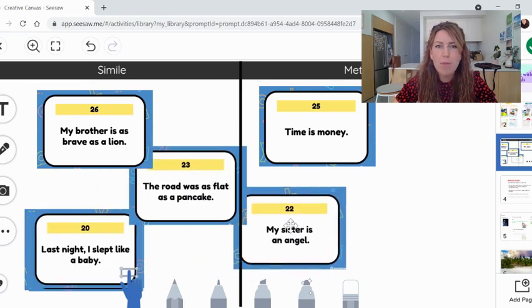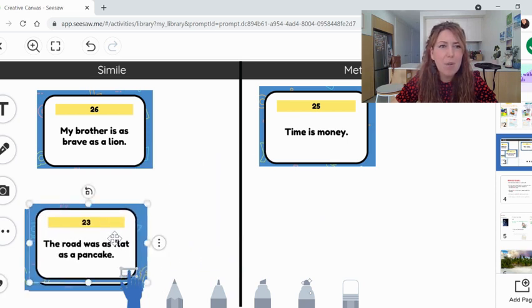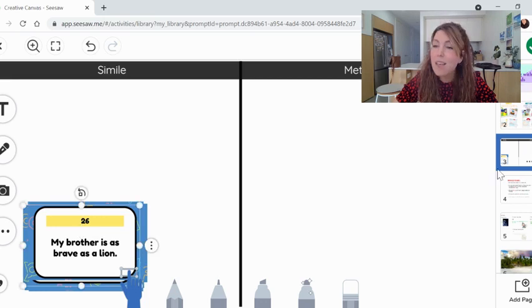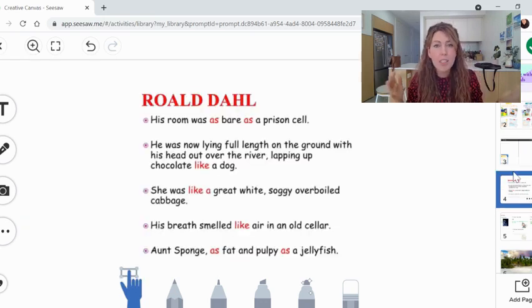So you can keep going with the rest in the pile to see that you understand the difference between a simile and a metaphor. Now you might be saying, but why is it so important? Well, even famous authors use them all the time because similes and metaphors paint pictures with words. So I'm going to give you some examples here from Roald Dahl, very famous author, who creates beautiful images with his words that we picture in our minds. Let's have a look at what he's done.